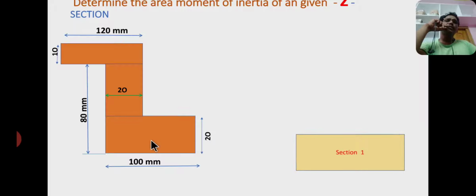I consider the bottom rectangle as section 1. It has dimensions base b1 equal to 100 mm, where b refers to base, and depth or height d1 equal to 20 mm. This is 20 mm, this is 100 mm. So b1 and d1 are the dimensions of section 1.